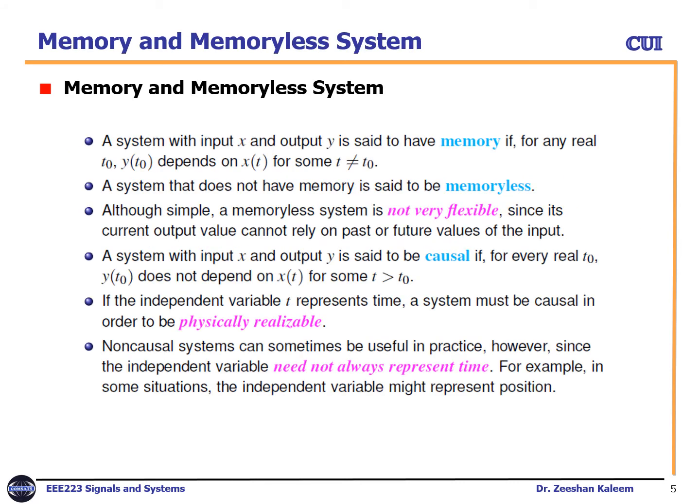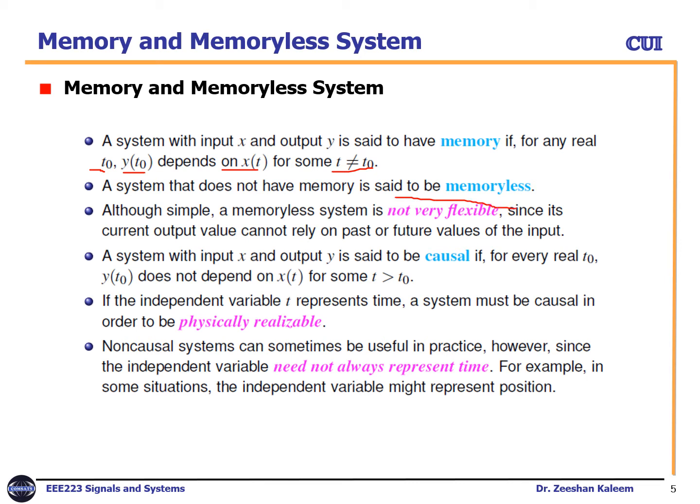The other category is memory and memoryless systems. A system with input x and output y is said to have memory if, for any real time t0, y(t0) depends on x(t) for some time t not equal to t0. Memory, as its name suggests, means some value is stored. For example, if you start something and there is some value inside, then it is called a system with memory. A system that does not have memory is said to be a memoryless system.